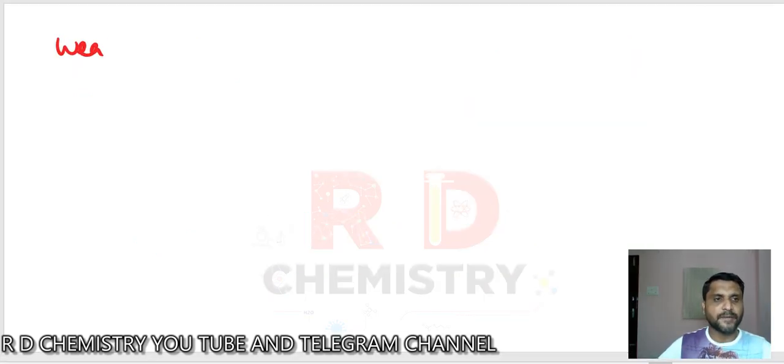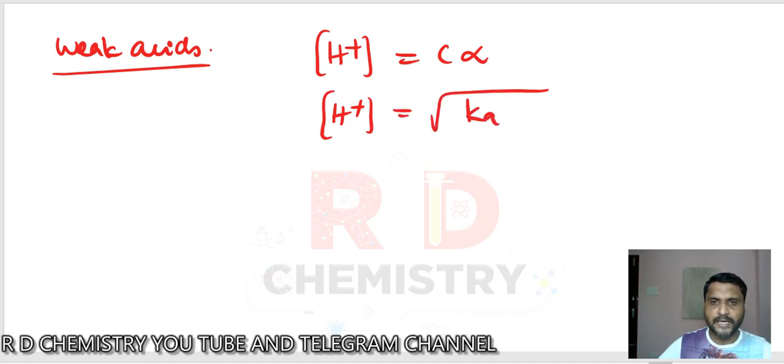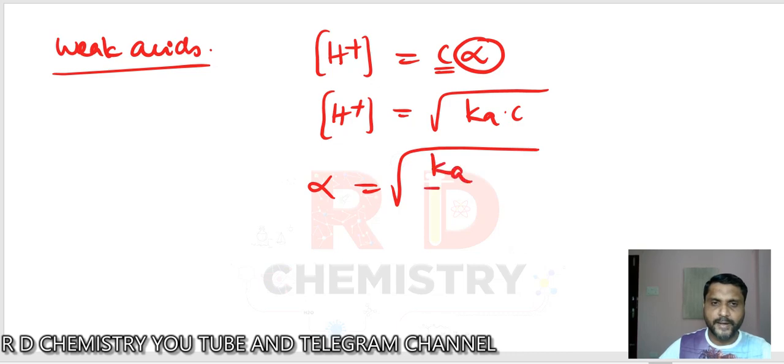For weak acids and bases, H plus concentration is equal to C into alpha, or H plus concentration is also equal to the square root of Ka into C. C stands for concentration, and alpha is the degree of dissociation, or alpha can also be calculated as the square root of Ka divided by C. Similarly, you can also write for the bases, replacing A by B. That's it. Clear?